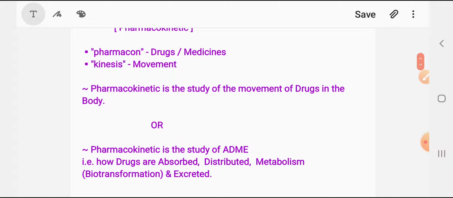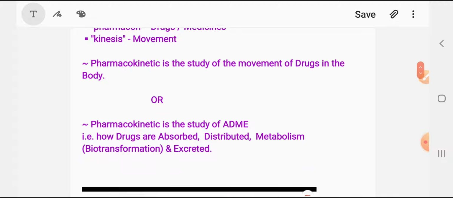Or, in other words, pharmacokinetics is the study of ADME, that is, how drugs are absorbed, how they are distributed, and how metabolism takes place. Metabolism is also known as biotransformation, and finally, how drugs get excreted from the body. This study is known as pharmacokinetics.